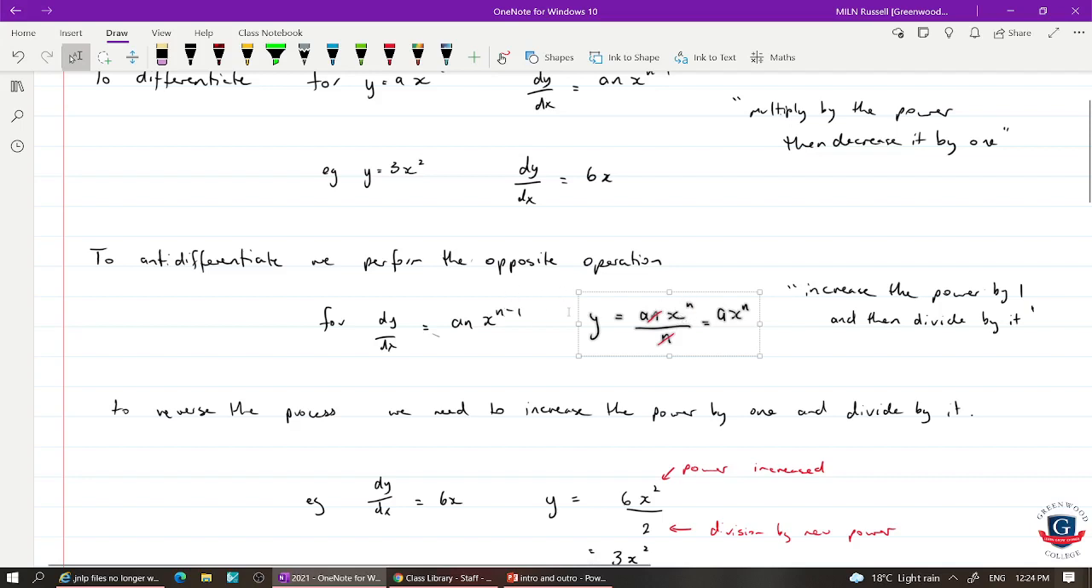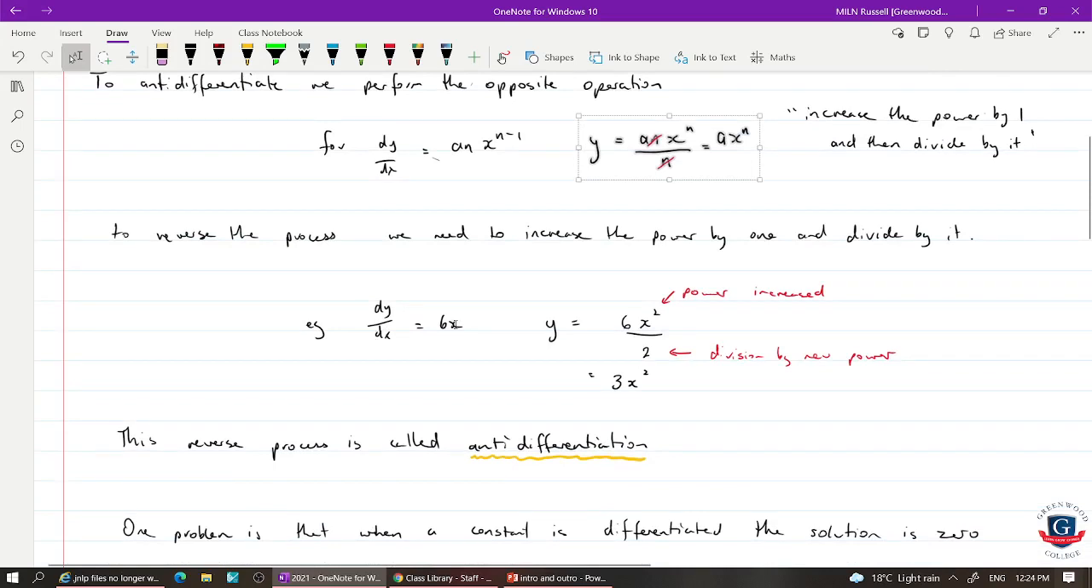Increase n by 1, n take 1 by 1 will get n. Divide by n, the n's will cancel out. You'll be left with ax to the n. Easy enough. Let's do one though. So if the derivative's 6x, then the original function will be y equals the power increased by 1, divide by it. The power was 1, it's now 2, divide by 2, 6 divided by 2 is 3x squared. And if we want to check our answer, 2 times 3 is 6, reduce the power by 1 is 6x, what we started with.